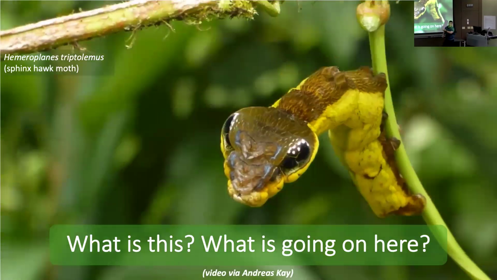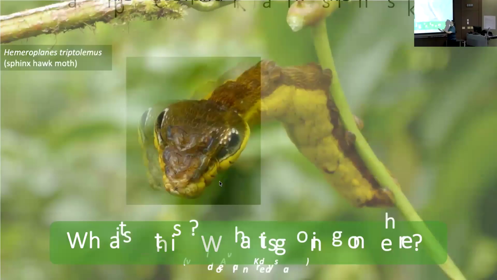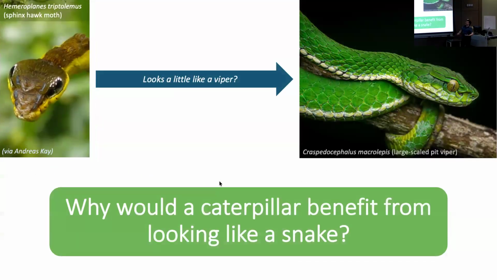This is a defensive strategy, which we focus on here, where the idea is that maybe this caterpillar looks a little bit like a snake, a viper, for example, a viper that's nearby.